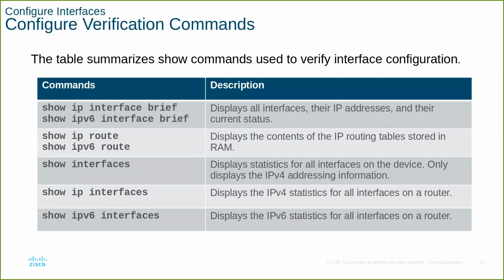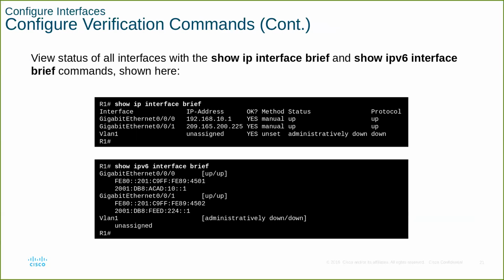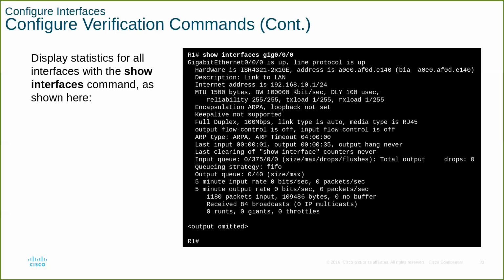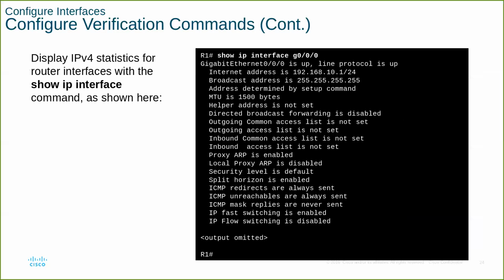So these are all the commands for verification, or the show commands. Show IP route, show IPv6 route, show interfaces, show IP interfaces. These are all the commands for interface verification. Still on a continuation. These are also commands. We will do them.